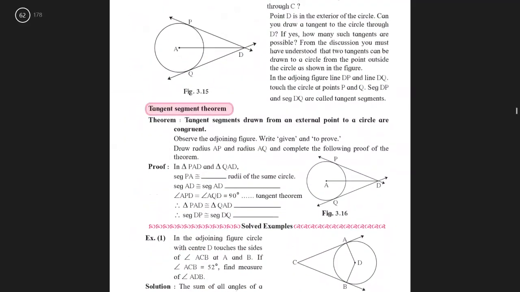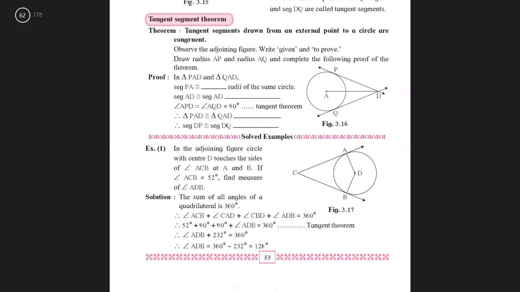Next, we go to the next important part of the lesson, which is called tangent segment theorem. Now this theorem is very important from your exam point of view. It's a very frequently asked question. It is usually asked for 3 marks. Now what it says is, tangent segments drawn from an external point to a circle are congruent.